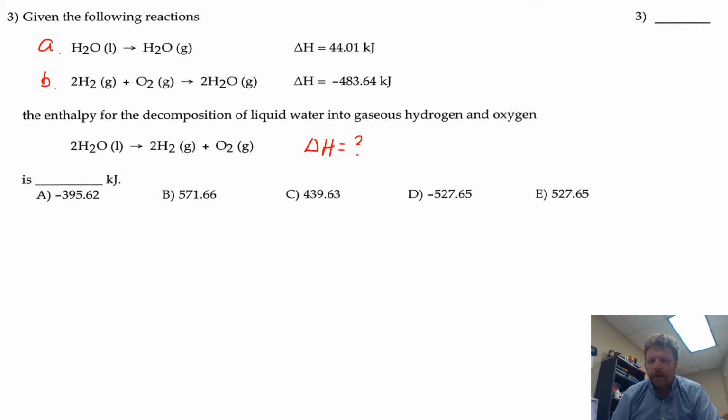I always kind of think of the Missy Elliott song, I can't remember, but you know, you flip it and reverse it. Okay, so this is Hess's law.